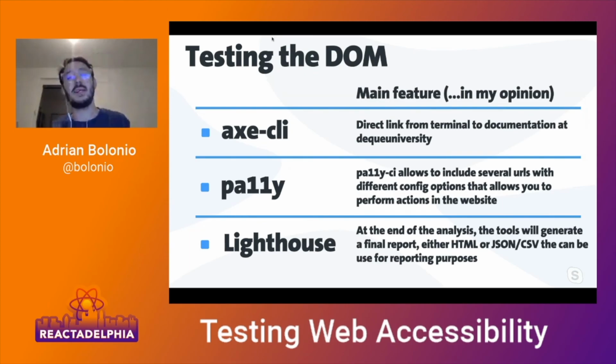So the first one, as I said, you have the direct link to the Deque University, so you don't need to Google anything. For Pa11y, I think the fun part is that you can have config options, so you can perform accessibility testing in the website. And for Lighthouse, you can dump this report into an HTML for reporting purposes, or into a JSON or CSV to maybe automate this in the build pipeline or the continuous delivery.